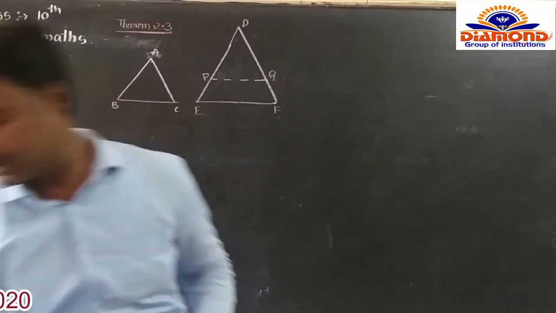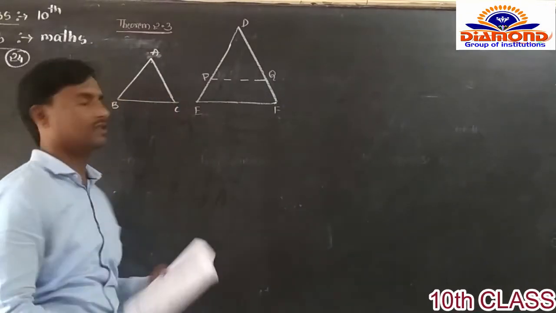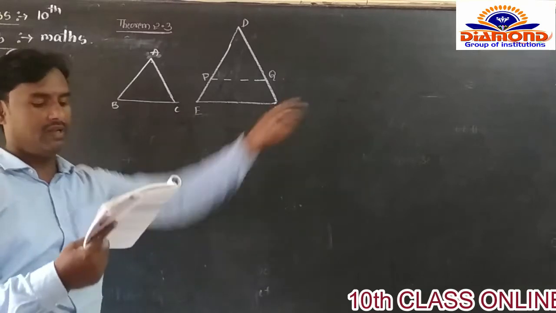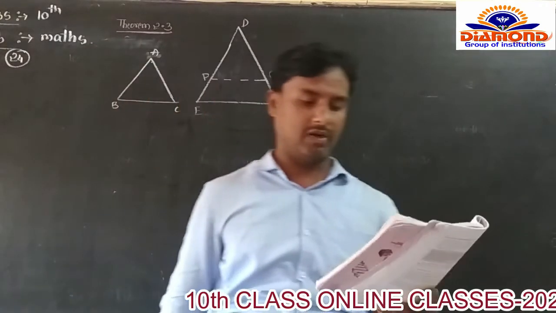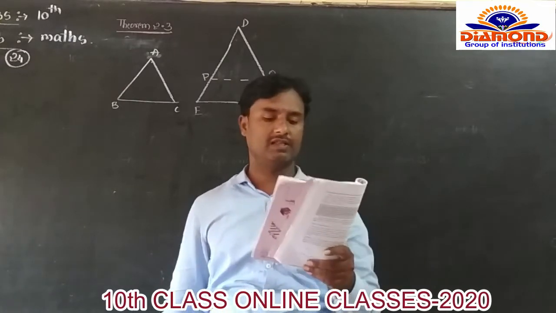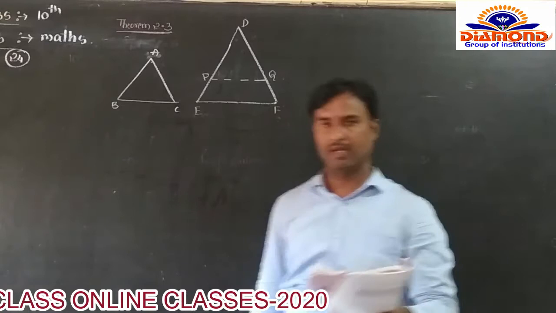Yes, dear students. So now we are going to learn theorem 2.3. First of all, I want to read the theorem. If in two triangles corresponding angles are equal, then their corresponding sides are in the same ratio and hence the two triangles are similar. We should prove that.